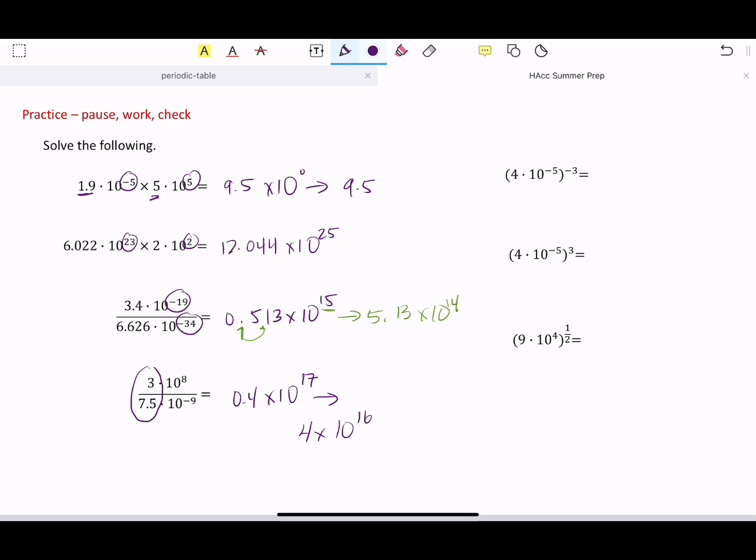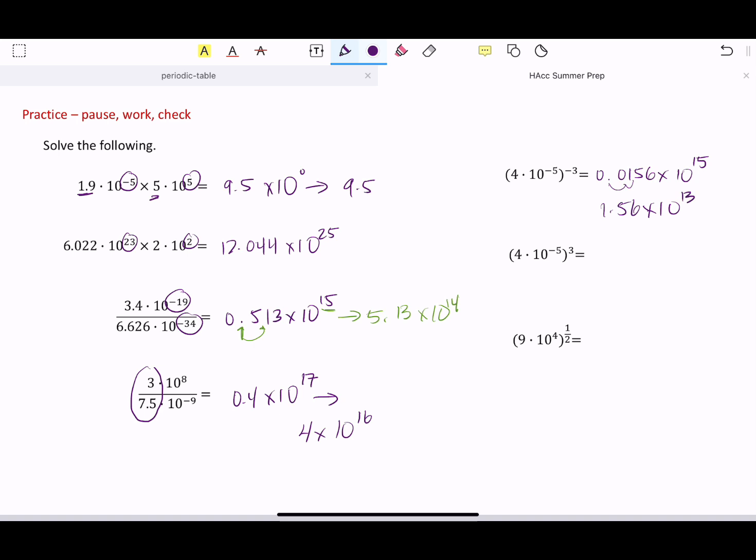Now, for all of these raised to a power. So it'd be 4 raised to the negative third power, which is 0.0156 times 10 to the negative 5 times negative 3, which is 15th. And then we would want to adjust this, so we'd move this here and then here, so 1.56 times 10 to the 13th, all right?